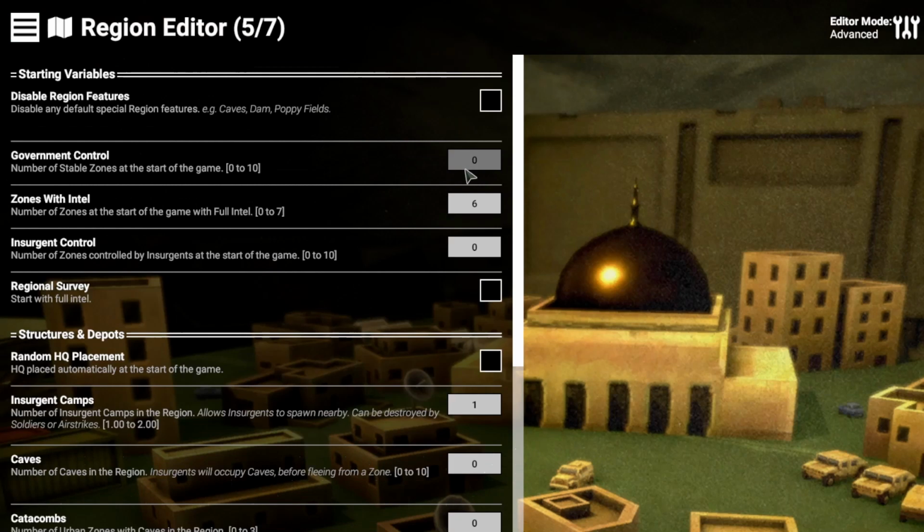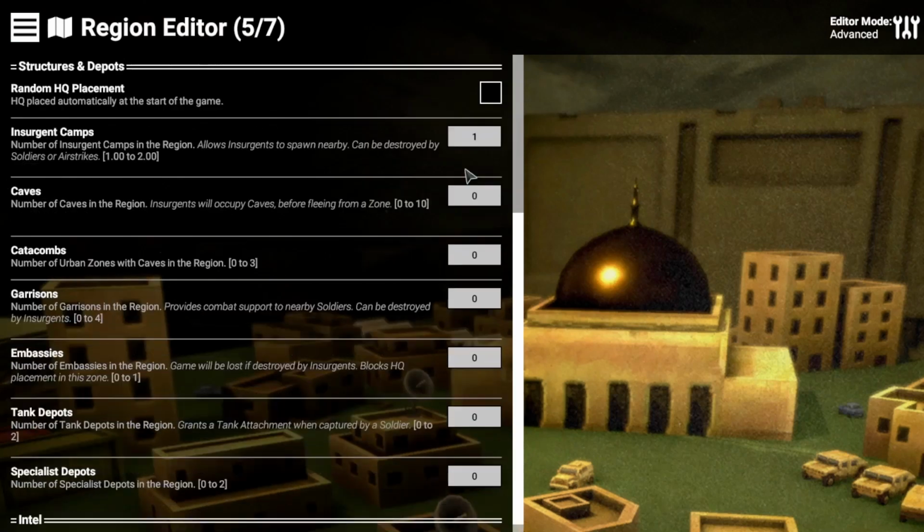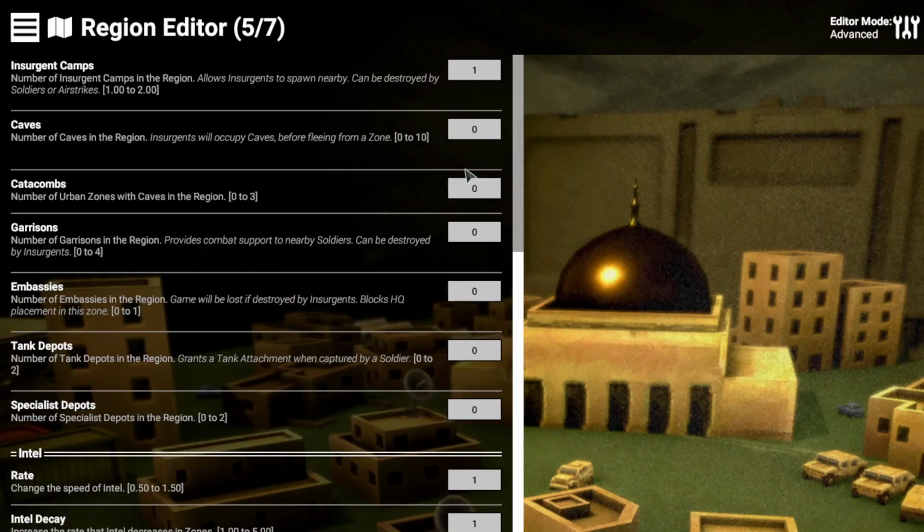Garrisons. Self-explanatory. Embassies. Random embassies placed in priority zones. Tank specialist depots. Spawns in flat terrain and is randomized. Intel rate. Sets the multiplier to intel gathering speed. Default of 1. A value of 0 requires soldiers to collect intel. Intel decay. Sets the multiplier to intel decaying speed. Default of 1. A value of 0 disables reduction of intel.